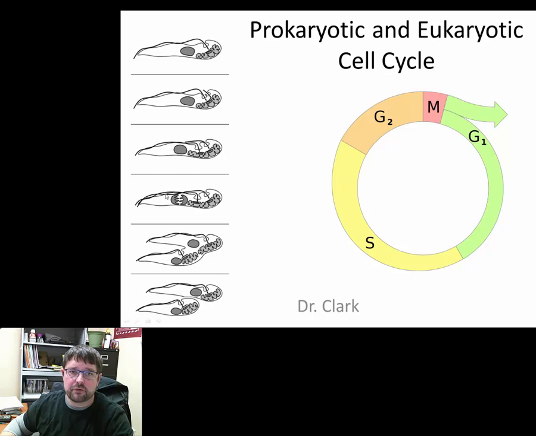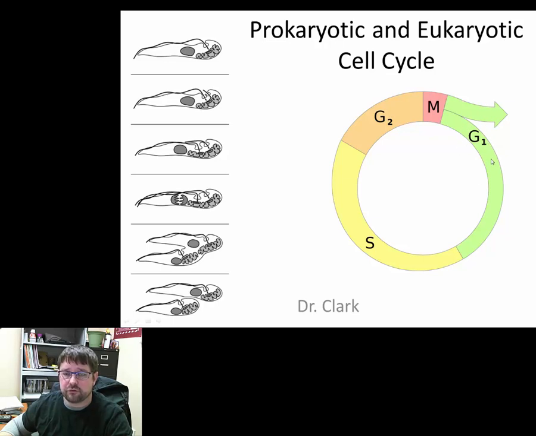Now, remember, prokaryotes don't have membrane-bound organelles, so there's not going to be a nucleus in there. There's not going to be a mitochondria or lysosomes, whatever that's representing. But nonetheless, their DNA is going to copy and they're going to separate themselves. That happens along what we call the cell cycle. The cell cycle is going to have a couple of phases.